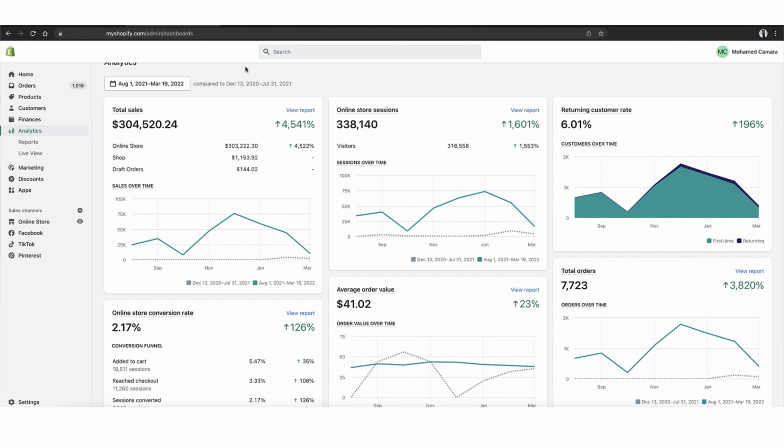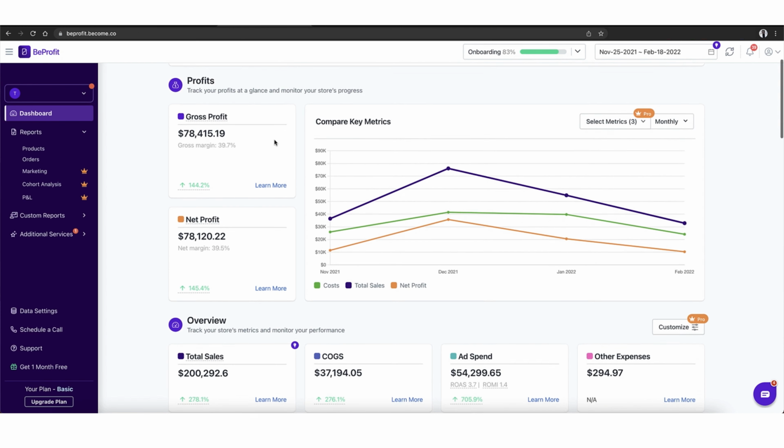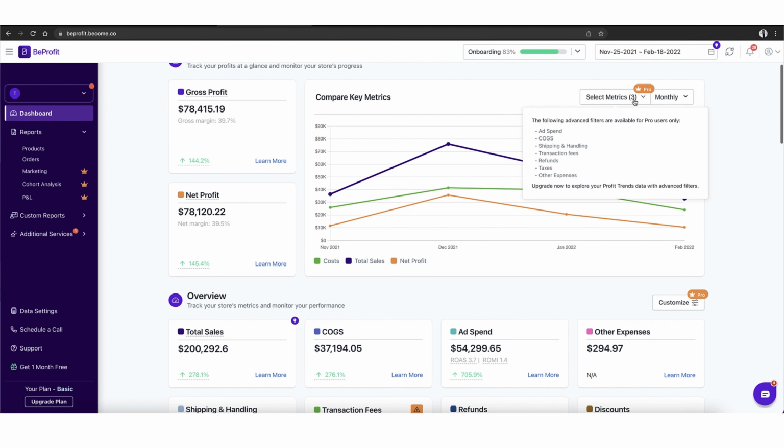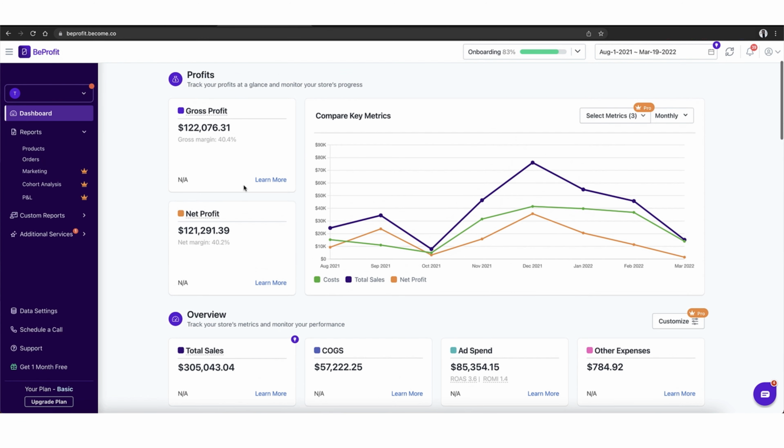Let's dive into the profit breakdown, just for full transparency here. This is my profit dashboard. Let me open up the dates to the same time frame. I'm gonna go back to August 1st to today. Okay, and as you can see, between August and this month, we've done over 121K in net profit. All right, 40% net.